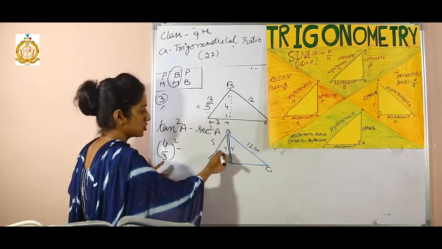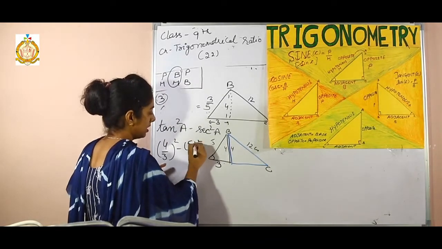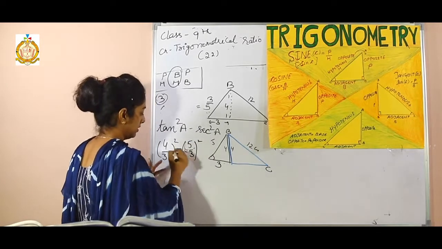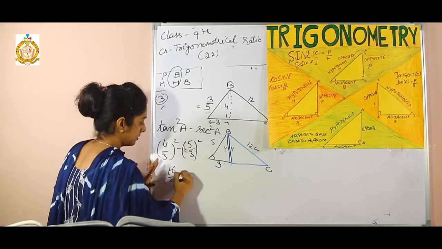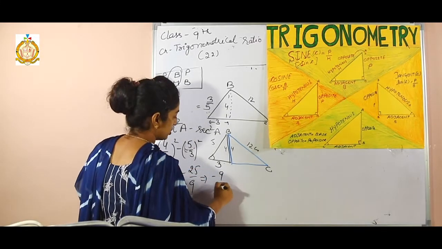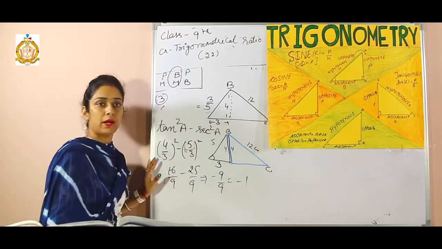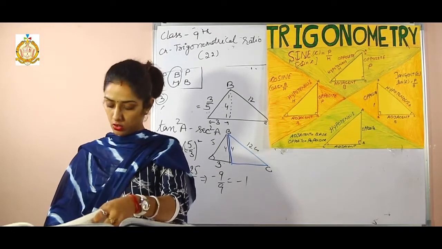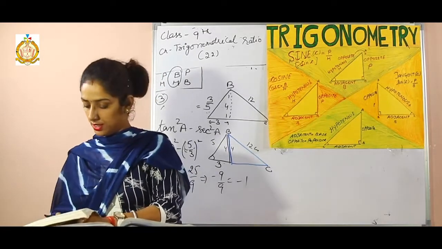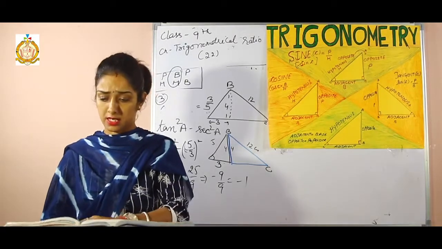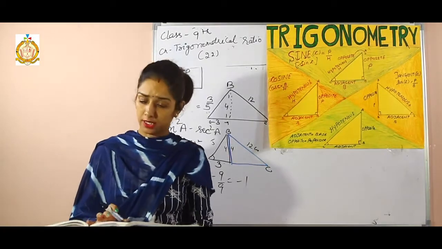Now what is h? H is 5 square and what is b? B is 3. Now 16 over 9 minus 25 over 9, which is minus 9 over 9, which is equal to minus 1. This is your answer. Now come to the next question. The 4th, 5th, 6th and 7th questions are the same. Now come to the 8th question.